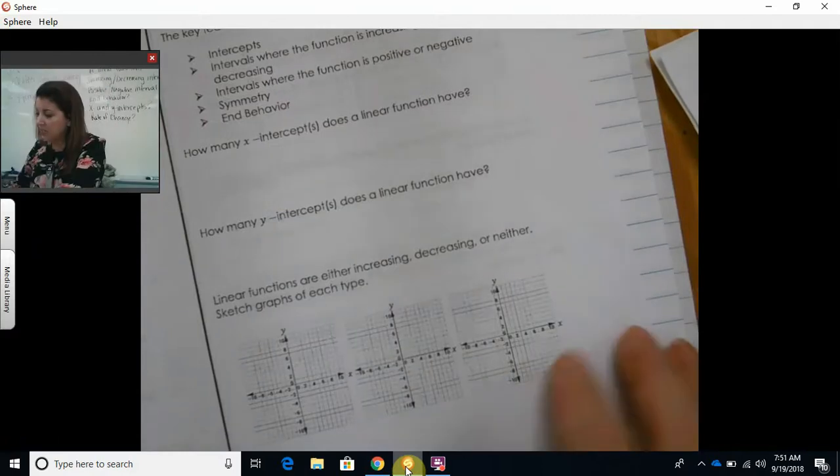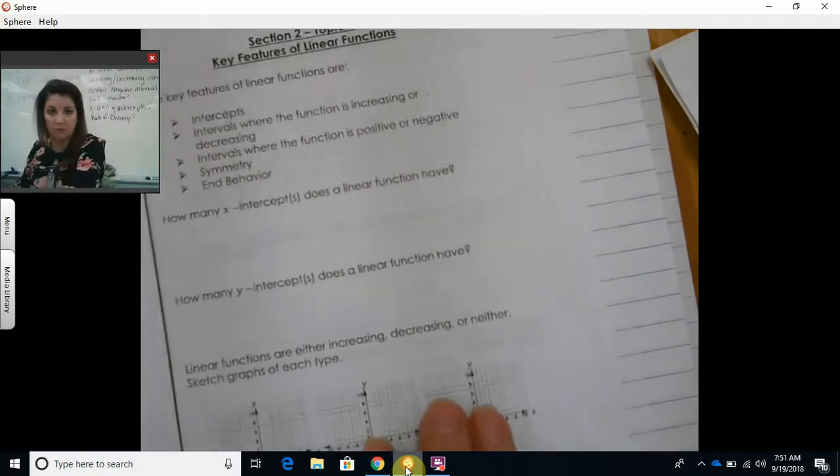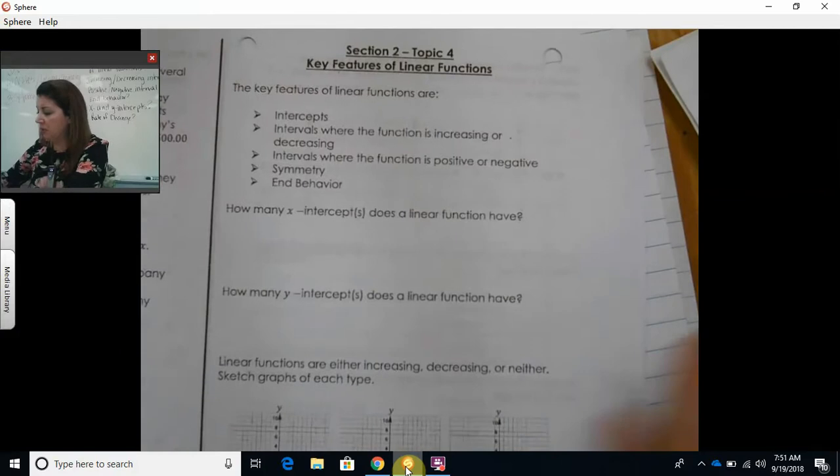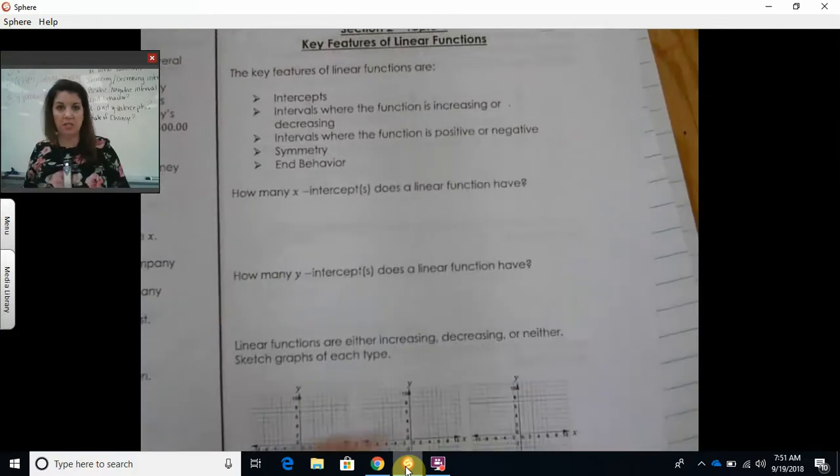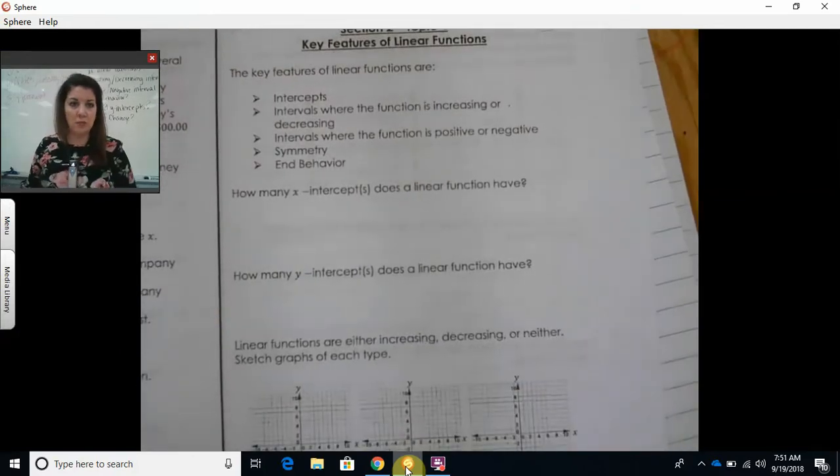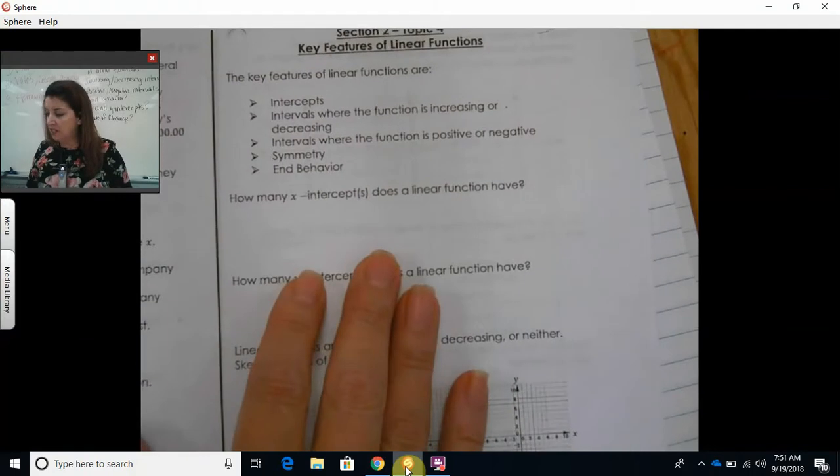Alright, so today we're doing section 2, topic 4. And we basically have learned most of these concepts in section 1. So this should mostly be a review. But today we're just talking about these concepts when we talk about linear functions.